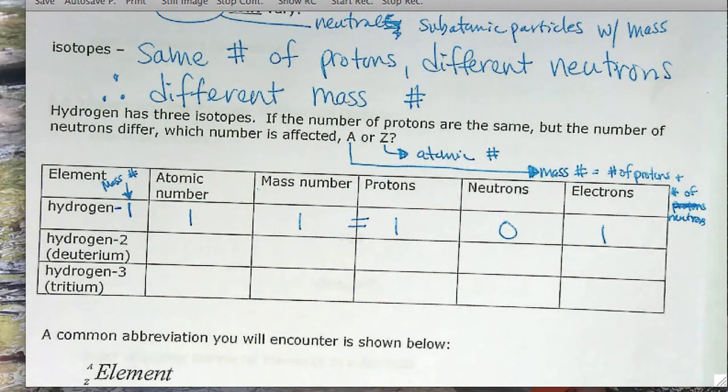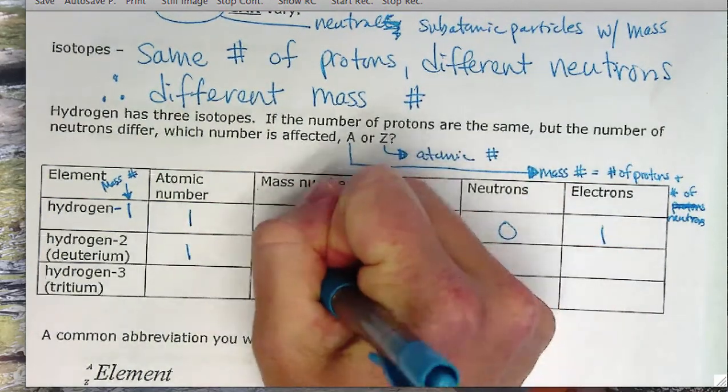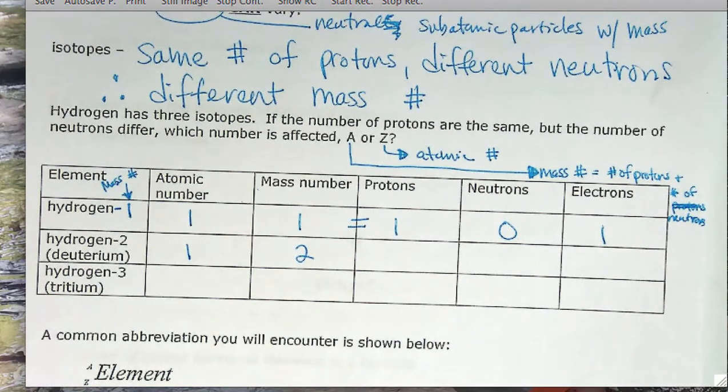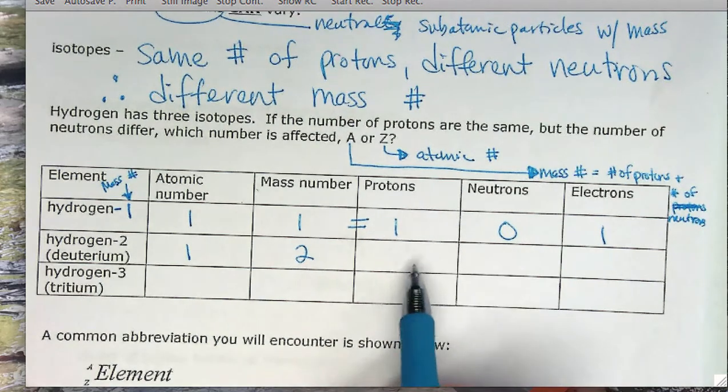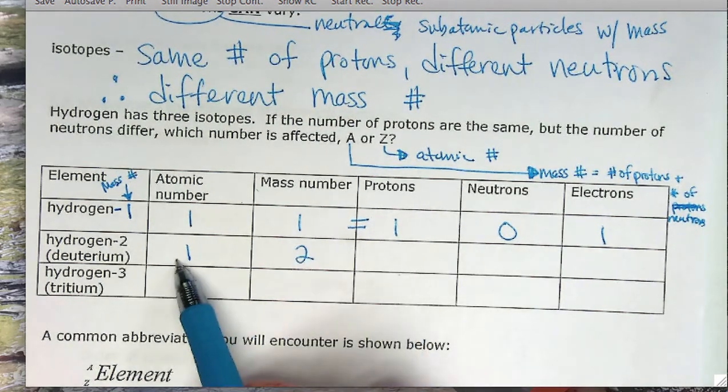So the atomic number on hydrogen 2, what is it? It's hydrogen, so it has to be 1. Okay, I gave you the mass number in its name. So what's the mass number? 2. Oh, I see. So the identifier is the mass number? Hydrogen 2. Okay. Now, how many protons does it have? One. How did you know that it had 1 proton? Because that's the same as the atomic number.